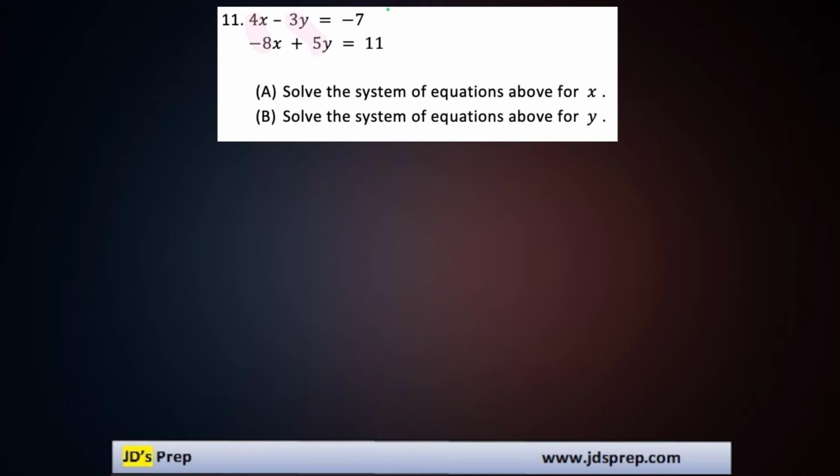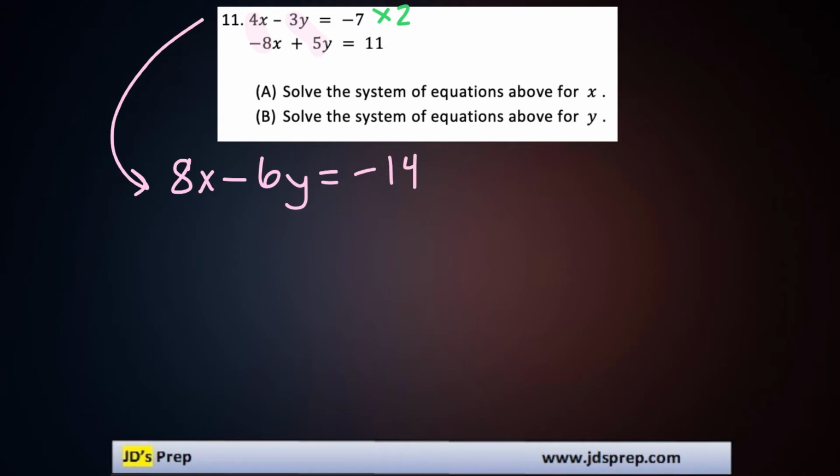If we multiply everything in there by 2, then we will have a coefficient of 8 in front of the x term, and then we can use the elimination method more easily. So let's go ahead and do that. I'm going to multiply everything in that first equation by 2, so it will become 8x minus 6y is equal to -14. I'm just going to now rewrite the second equation just below it. So that is -8x plus 5y equals 11.